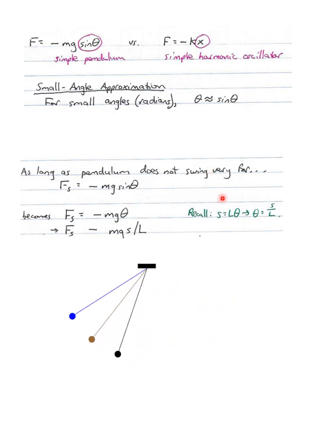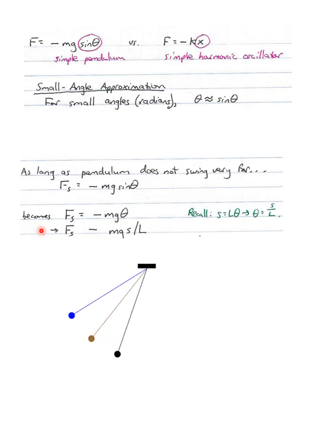As long as the pendulum does not swing out very far with a large angle, then this equation, that the restoring force is negative mg sine theta, can be approximated as negative mg times theta. Now, remember the relationship that arc length s is length times theta, or radius times theta, really. So theta is going to be the arc length divided by the length of the string. And so I'm going to replace theta with S over L. And now we have this bottom line equation here.